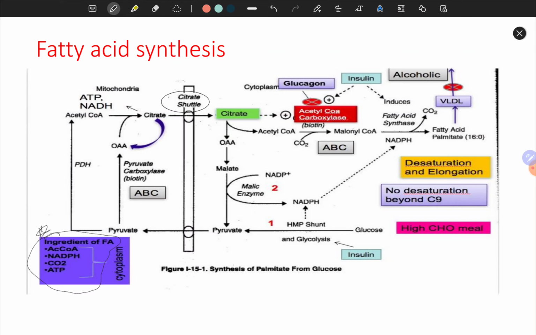In the cytoplasm, we have an important enzyme called acetyl-CoA carboxylase, which is the first step in the formation of fatty acid. The most important enzyme, which is called top gun, acetyl-CoA carboxylase, is also hormonally regulated. Hormonal regulation is very important.